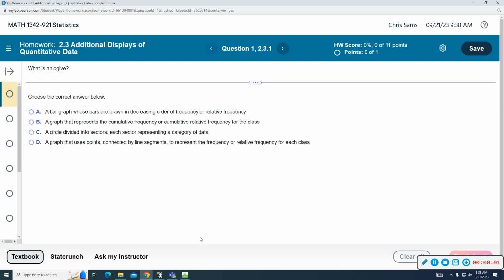All right, today we're going to be looking at section 2.3. This is additional displays of quantitative data. And I want to give you a couple of study tips as we begin to do the overview for this lesson. One, I would recommend you go to each assignment and then look at each of the questions.